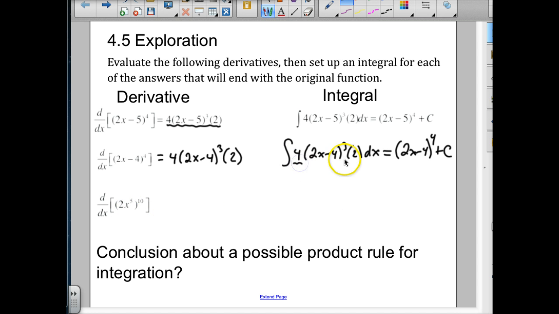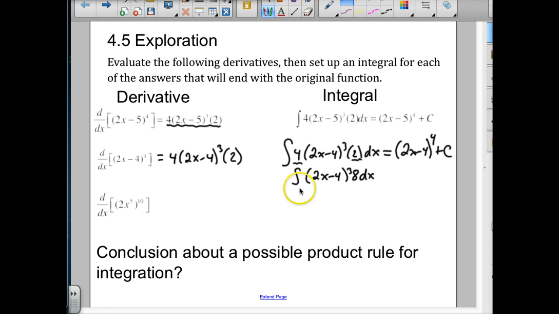This 4 and this 2 could have been multiplied together, so that integral could look like this. Or even that 8 could be out in front here. So when we're integrating something like this, the way it looks right now, it doesn't look like we should be able to integrate it, because that 8 should have been out in front here. And we don't have a rule for how to integrate (2x - 4)^3.